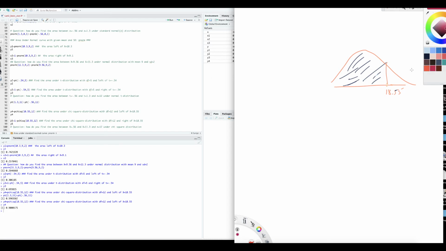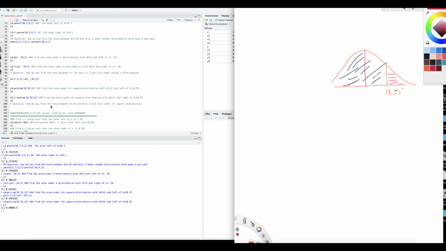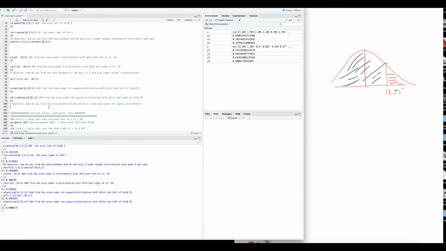If you want to find the area right of 18.55, you need to do 1 minus p chi-square. Also, if you want to find the area between two values, you do chi-square of the bigger number minus chi-square of the smaller number. So here I want to do between 11.3 and 0.56, with n being 12. Let us find that.